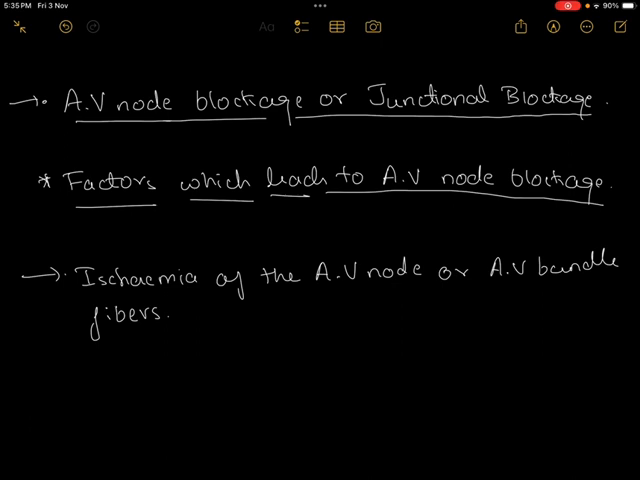Then the second factor which may lead to AV node blockage is compression of the AV node bundle. Compression, in the sense, means any pressure or some kind of force exerted on the AV node. This may also lead to the blockage, because it may lead to impairment of transferring impulses from atria to ventricle. So let me write it down over here.